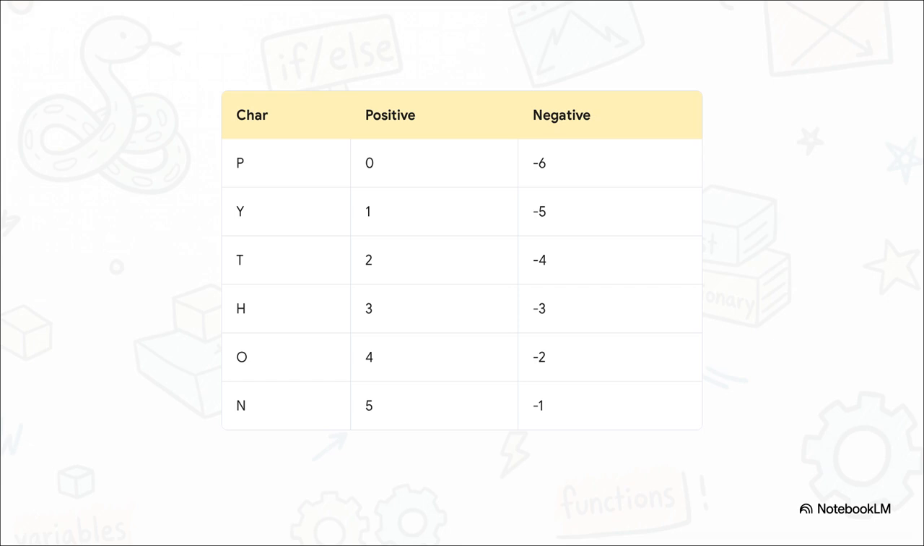We can count forward using a positive index, which, and this is super important, always starts at 0. So P is at index 0, Y is at 1, right up to 5. But Python also gives us this brilliant shortcut, negative indexing. Say you just want the very last letter. You don't have to count all the way from the beginning. You just ask for index -1, and boom, you've got the N. -2 gives you O, and you can just work your way backward like that.